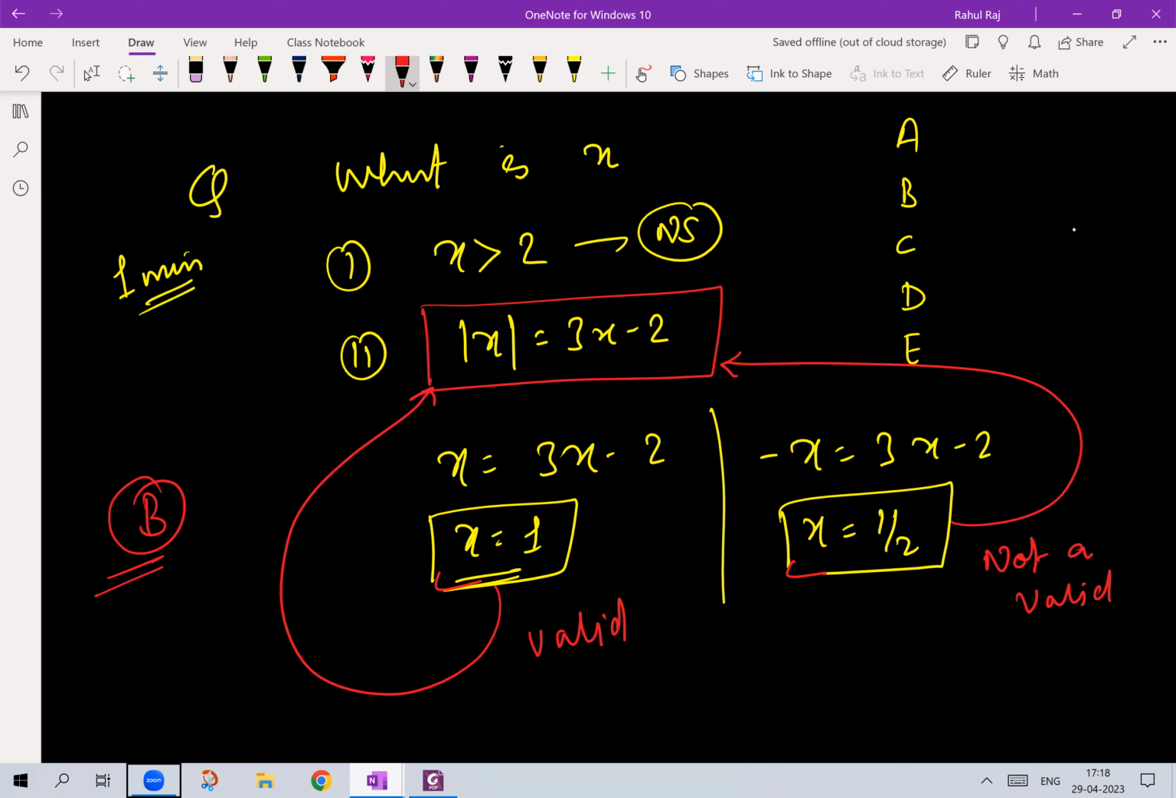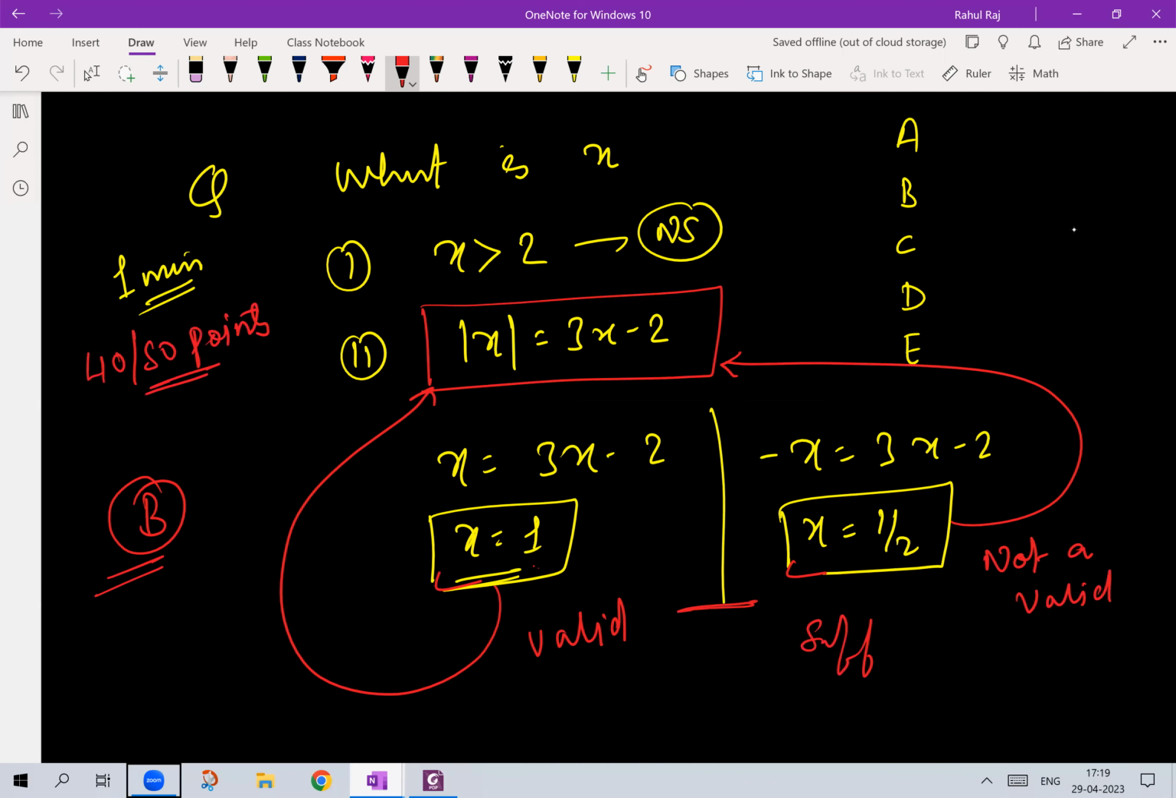A lot of the time what people do is they see that there are two answers, x is equal to 1 and x is equal to half, and they say this is sufficient. And trust me, this is an easy question. If you make this question wrong, your 40 to 50 points is gone in maths.